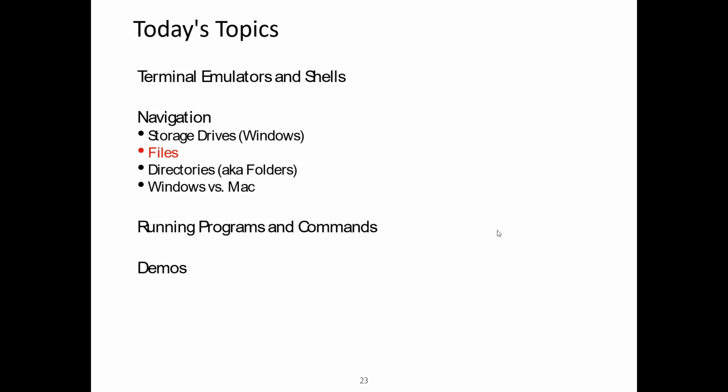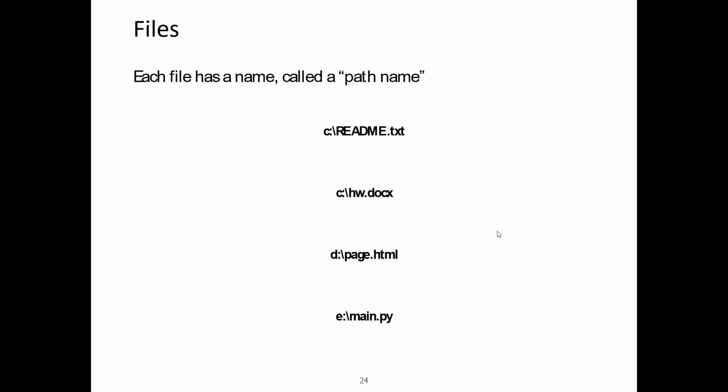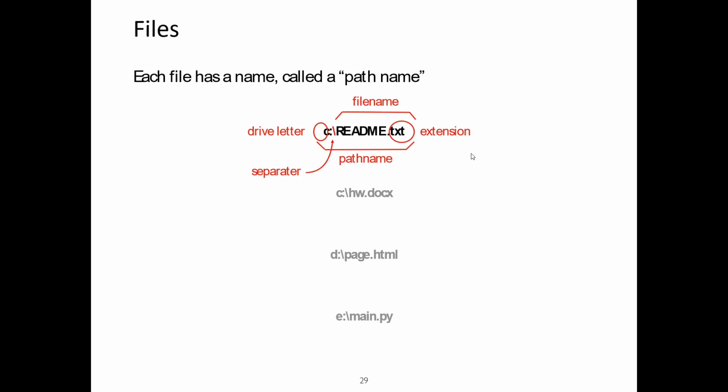All right, next up, I want to just talk about files a little bit. Every file has its own file name and a path that's associated with it. If I take a look at this file right here, readme.txt, it is found on the C drive. Here's the file name. The complete name, including the path here and the file name, is the path name. C is the drive letter, and txt is the extension. That's going to tell us what kind of file it is. And right here in red, the separator.